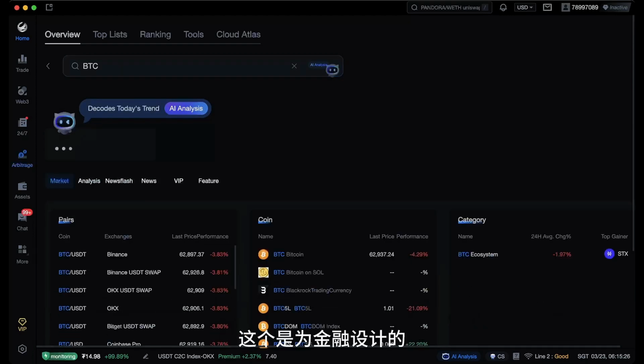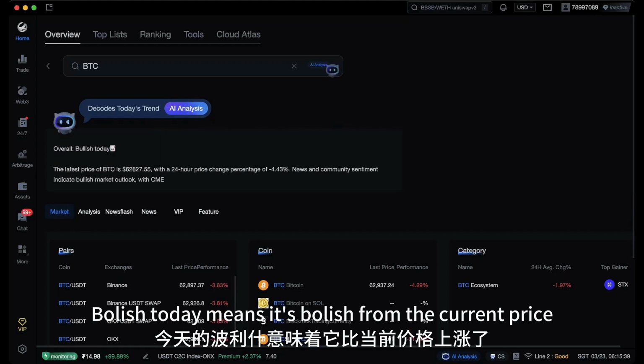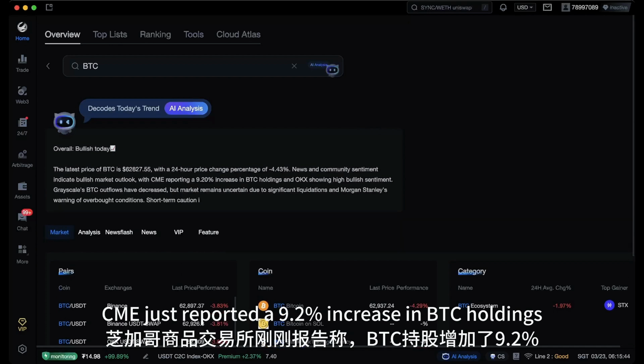So this AI isn't like ChatGPT, where it can struggle with finance. This is one that's built for finance, which is pretty cool. I am curious what it's going to say about BTC, which is down like 4%. So it says it's bullish today. Bullish today means it's bullish from the current price.